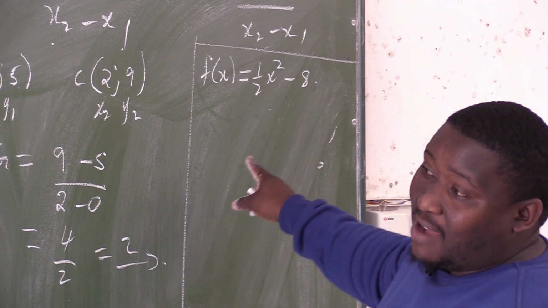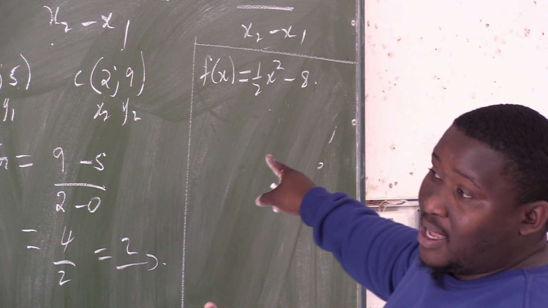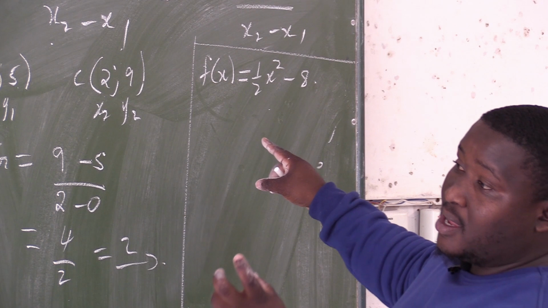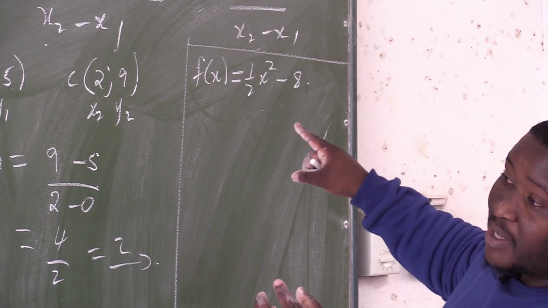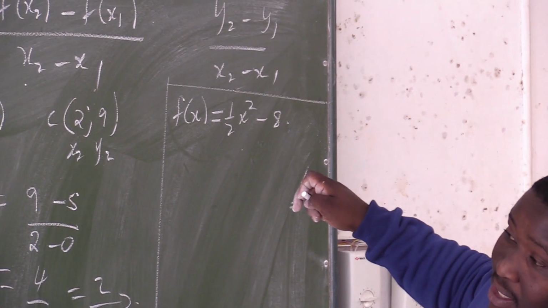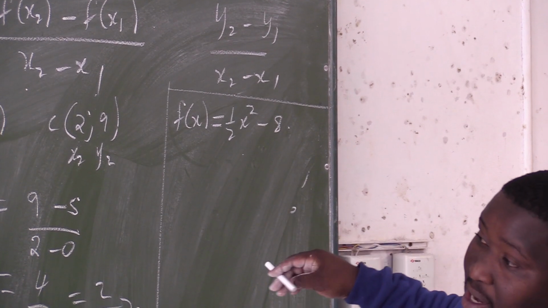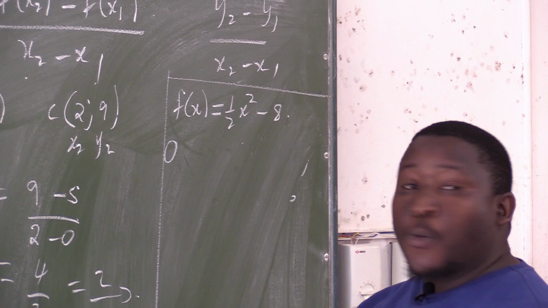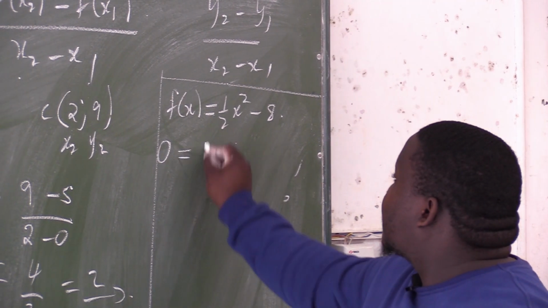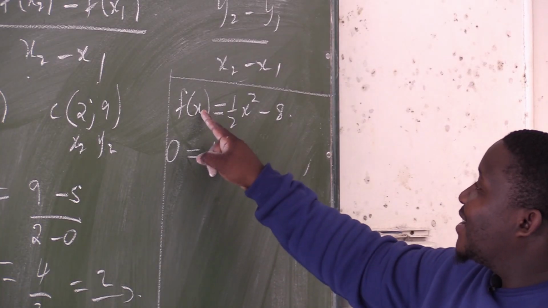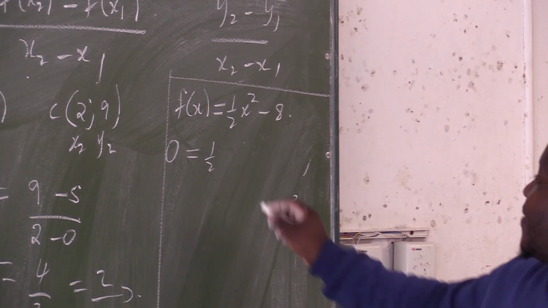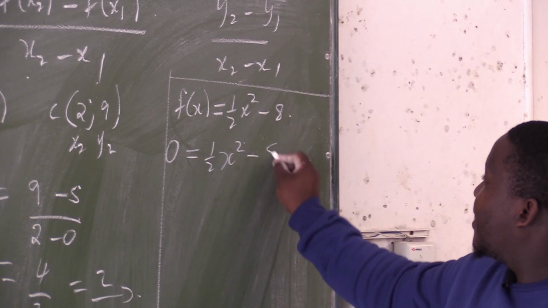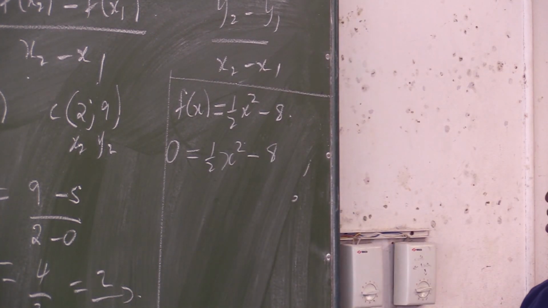But by looking at that graph, it should be clear that the value of x for B must be negative, and the value of x for the other x-intercept will be positive. So here I'm putting y as 0, and this is half x squared minus 8. Instead of y we put 0, and this will be half x squared minus 8. Now let's find x here.